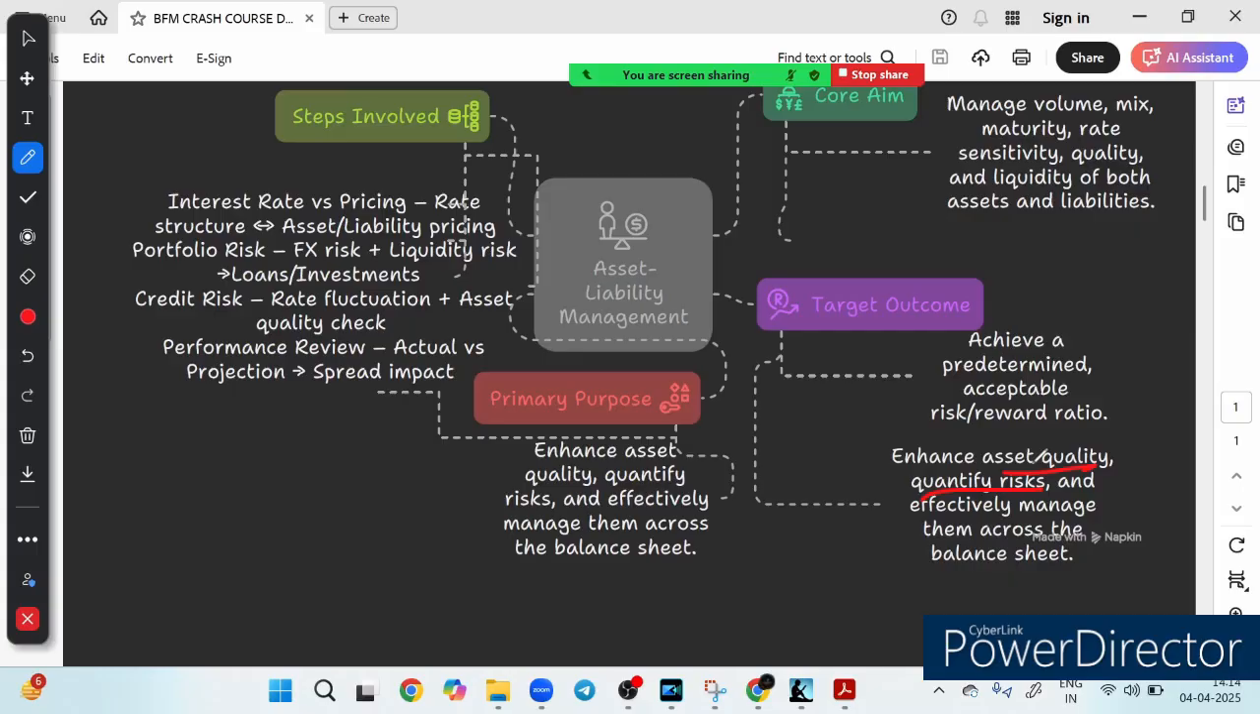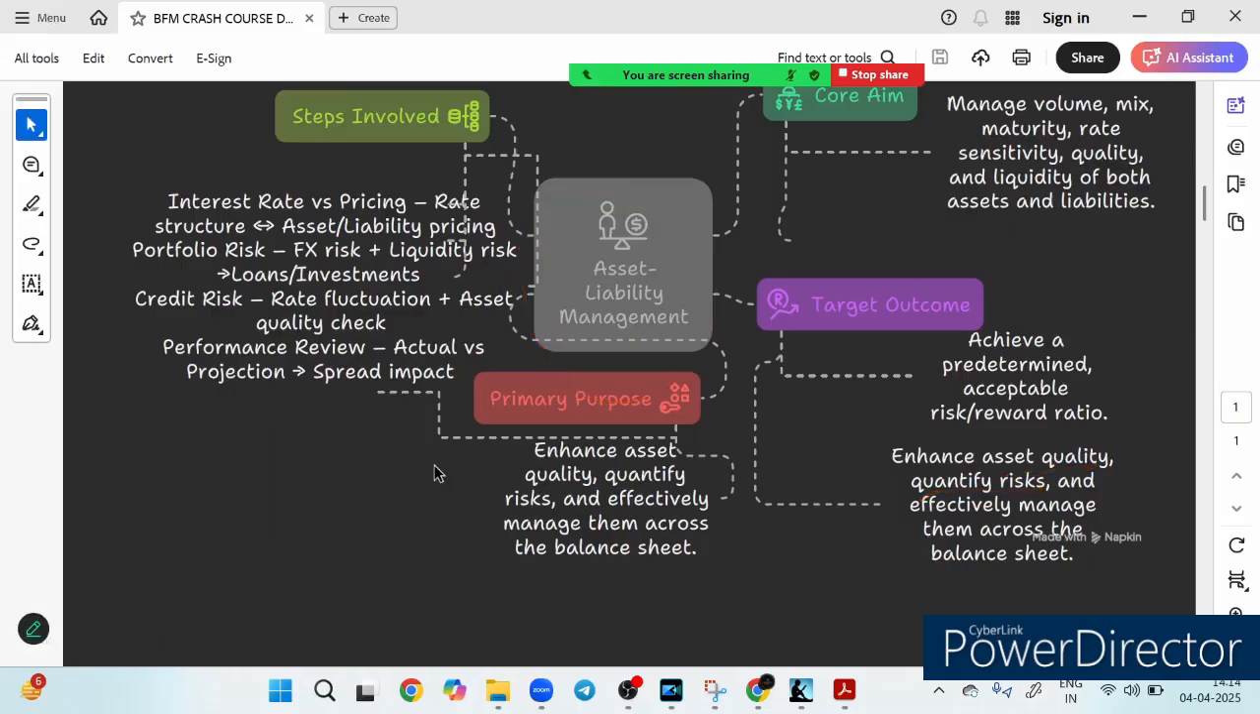In simple words, we can say ALM, the asset liability management, is like the heartbeat of a bank, keeping the financial system steady, healthy and risk free. It is what ensures your money is safe and the bank stays profitable. So stay tuned as we explore some more key banking concepts.